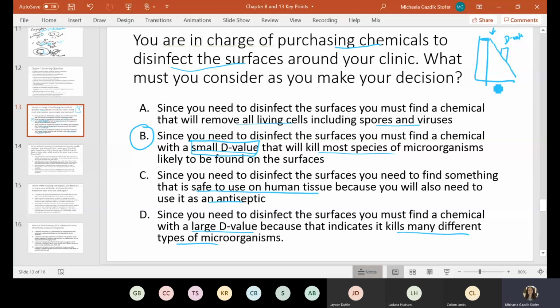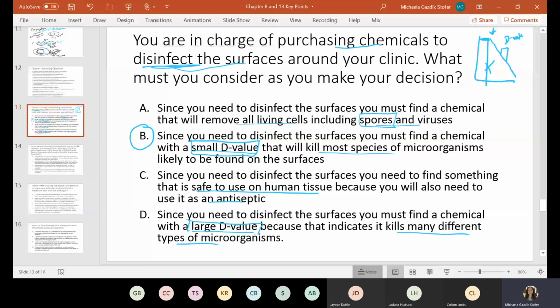They don't immediately all drop to 0, okay? And so we always want something with a smaller D value because that means they're going to kill the microbes faster. Okay? Large D values means it takes a long time to reduce the population, and that might not be the best. It's not A because we're talking about disinfecting surfaces.